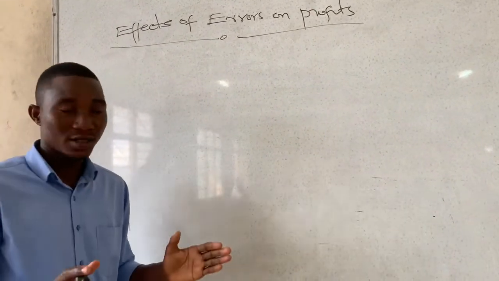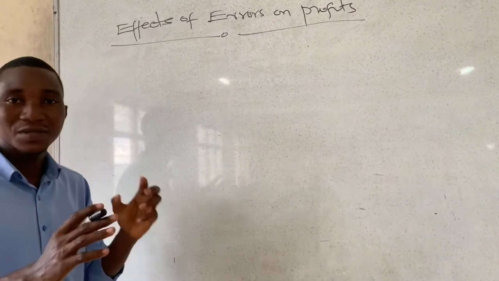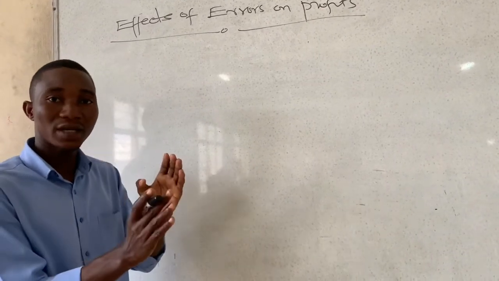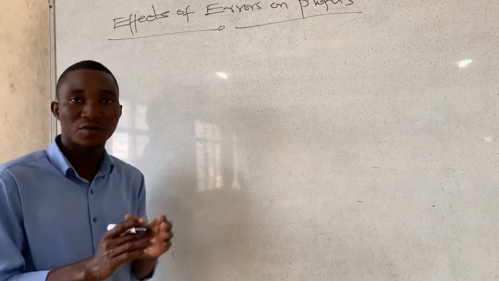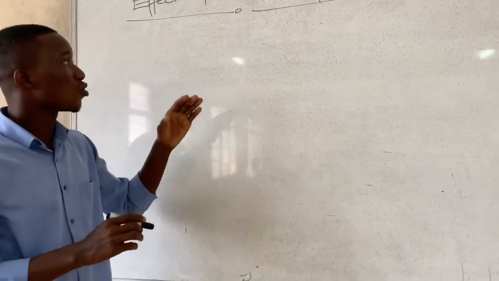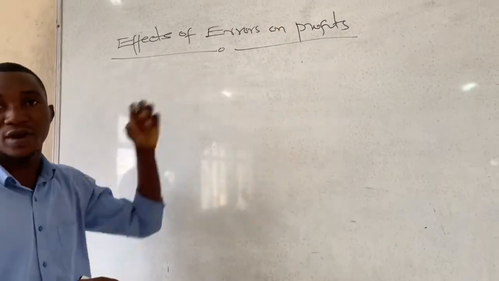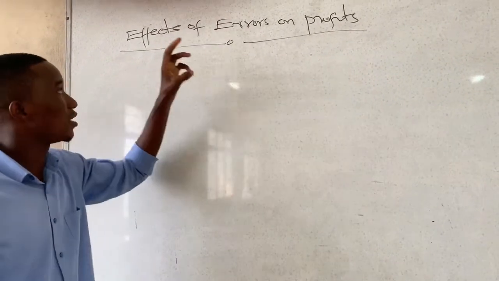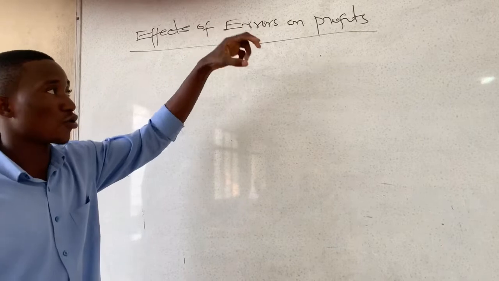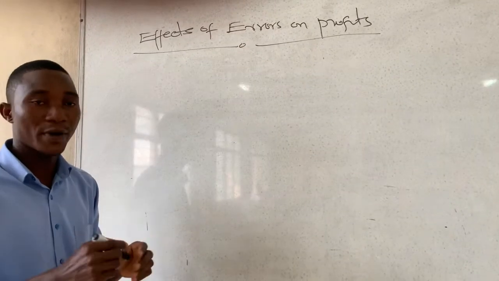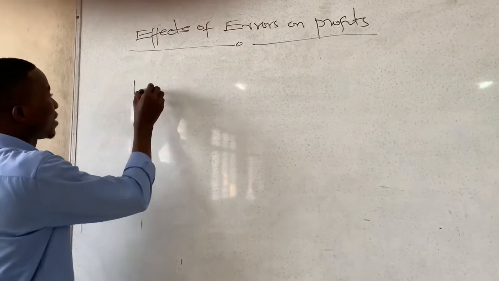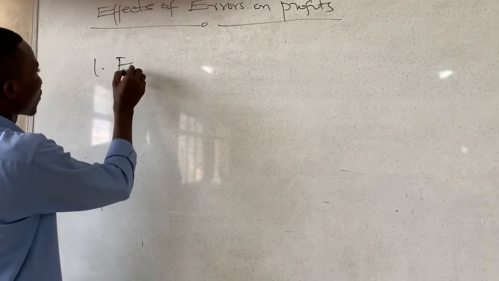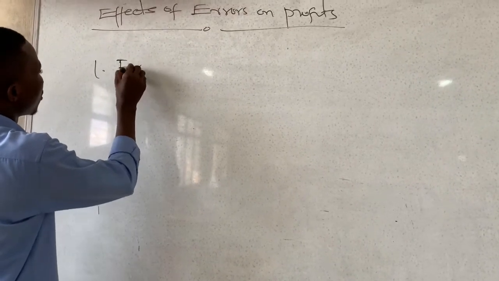But in a nutshell, we may say that the income statement is just about comparing an expenses against revenue for a particular year. So we are going to look at the effects of errors on revenue, and effects of errors on expenses, because we compare the two. So let's talk about expenses.